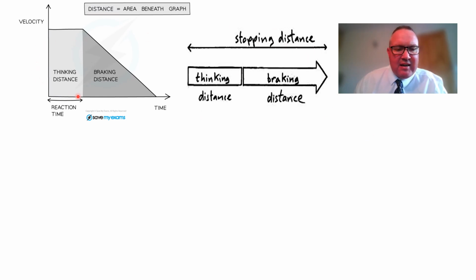So the thinking distance is the distance that the car travels during someone's reaction time. The braking distance is how far the car travels when the brakes are slowing the car. So stopping distance equals thinking distance plus braking distance.